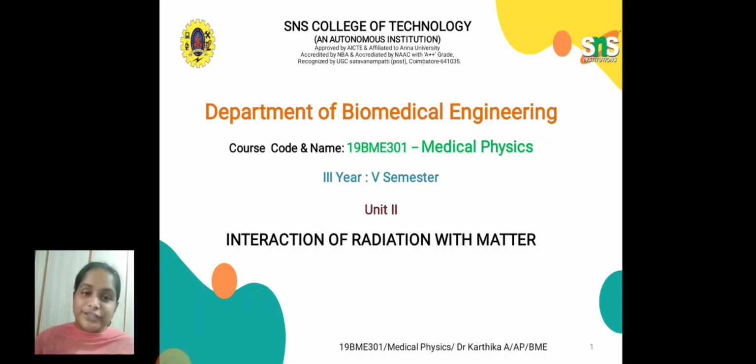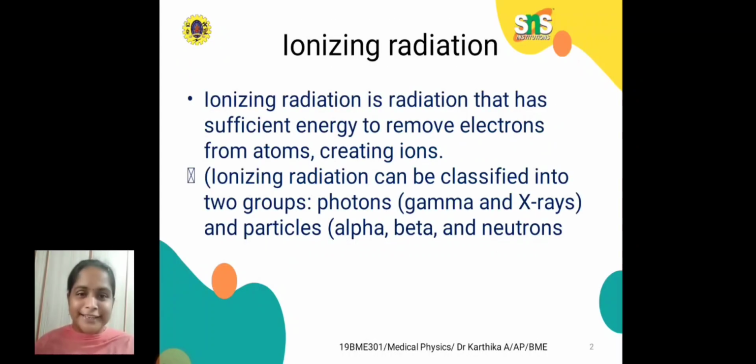Today we are going to discuss interaction of radiation with matter in medical physics. First of all, what do you mean by ionizing radiation? We know that ionizing radiation is radiation that has sufficient energy to remove electrons from atoms and it creates ions. This ionizing radiation has two classifications: one is photons and the other is particles. In photons, we have gamma and X-rays, and in particles we have alpha, beta and neutrons.